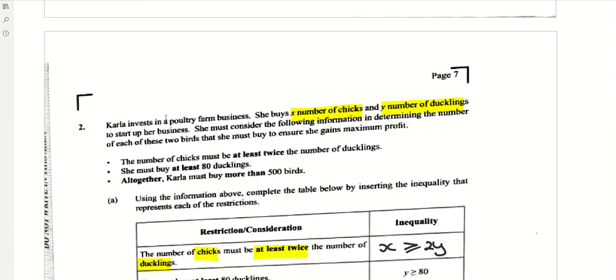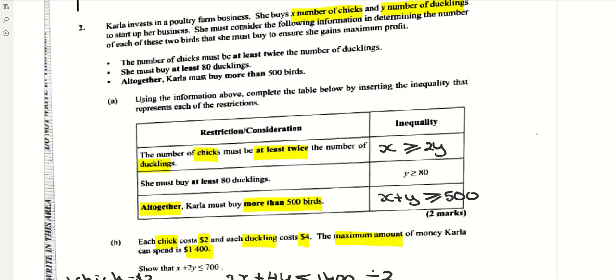Let's read number 2. Carla invests in a poultry farm business. She buys X number of chickens and Y number of ducklings. To set up her business, she must consider the following information in determining the number of each of those 2 birds that she must buy to ensure she gains maximum profit. Alright? The first option is using the information above. So they told you X is chickens, Y is ducklings, right?